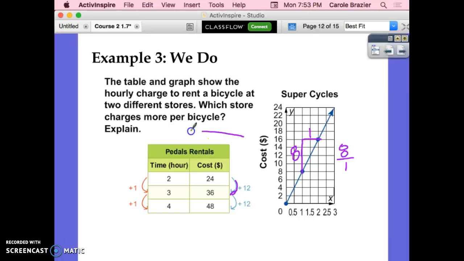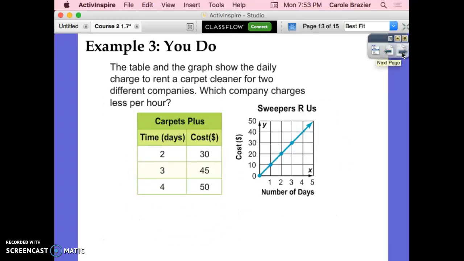Okay, so this is going to be my more expensive one because they're charging $12 per hour. This one's only charging $8 per hour. So you're getting the better deal with Super Cycles. So you just have to be able to look and put them both together and compare. Pause the video and you guys try this one. And then when you come back, I will give you the answers.